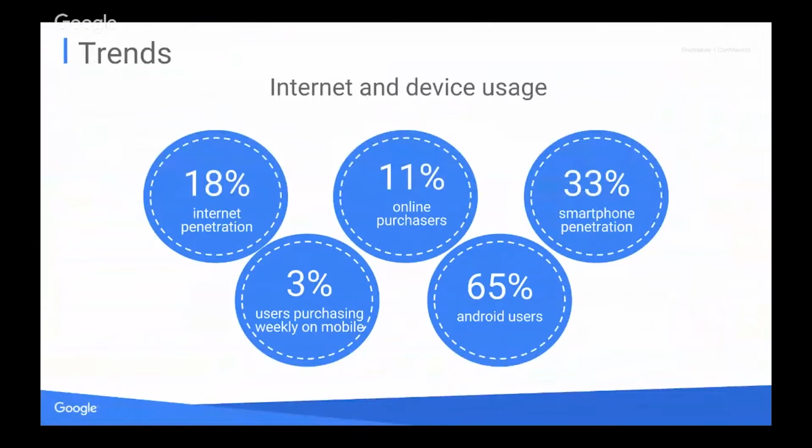So we're going to get started with the first section of our presentation today, which is trends. Now, India as a country has an 18% internet penetration, out of which 11% of these people are online purchasers. Now, the interesting thing and what will work to our advantage is that 33% of India's internet penetration has been using smartphones. Out of these 33%, 65% of these people are Android users, and 3% are purchasing weekly on mobile. Now, 3% may seem like a small amount, but this amounts to almost 6 million users a week. And this indicates a very high potential for the mobile purchasing market.